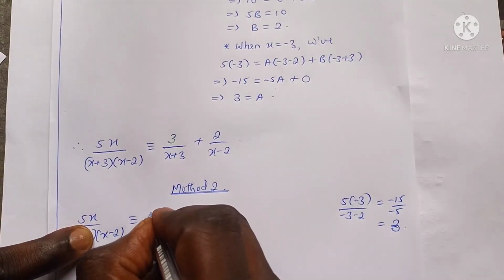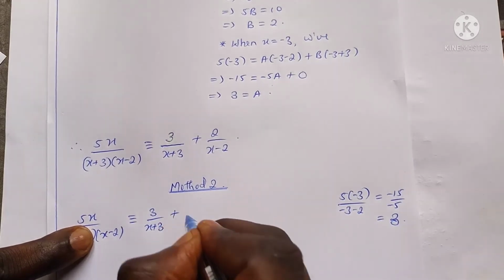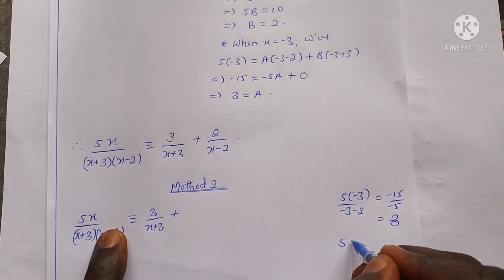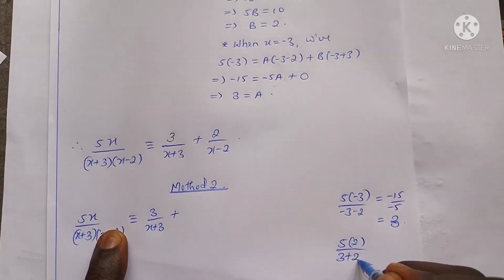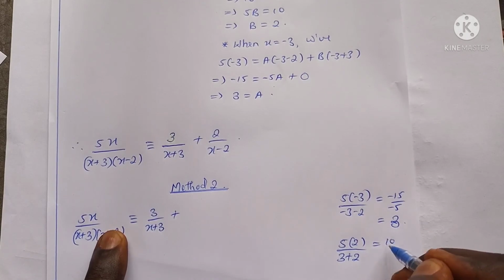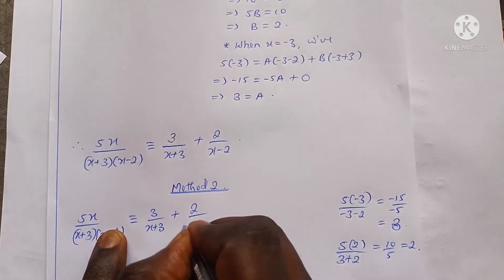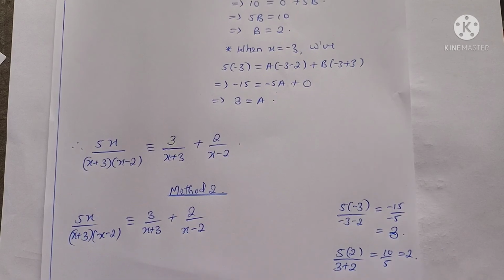So this is equivalent to 3 on x plus 3 plus, then we cover this factor and we substitute 2 in the remaining part of the function. If you substitute 2, this is what we're going to obtain: 5 into 2 divided by 2 plus 3, which is the same as 10 divided by 5, and this is 2. So this is 2 divided by x minus 2. So it's a very simple method of expressing rational functions with linear factors in the denominator into partial fractions.